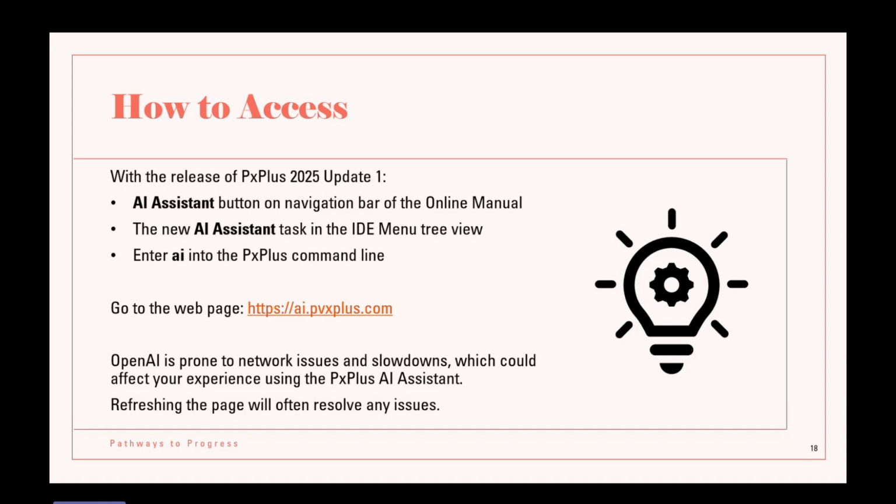Now, keep in mind that OpenAI, our provider for this, is prone to network issues and slowdowns, and it may affect your experience using our AI. Oftentimes, this can actually be fixed just by refreshing the page. If you happen to want to clear your conversation, or even if the AI becomes a bit too stubborn for you, you can refresh the page and it'll reset the conversation. And lastly, remember that in the nature of AI, asking the same question may also produce different results.